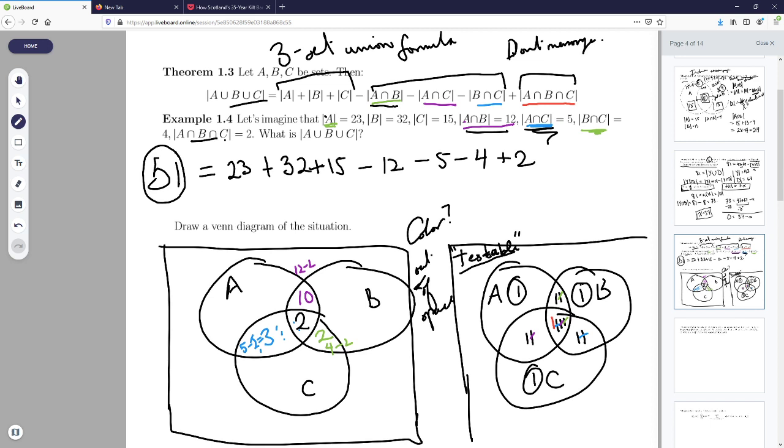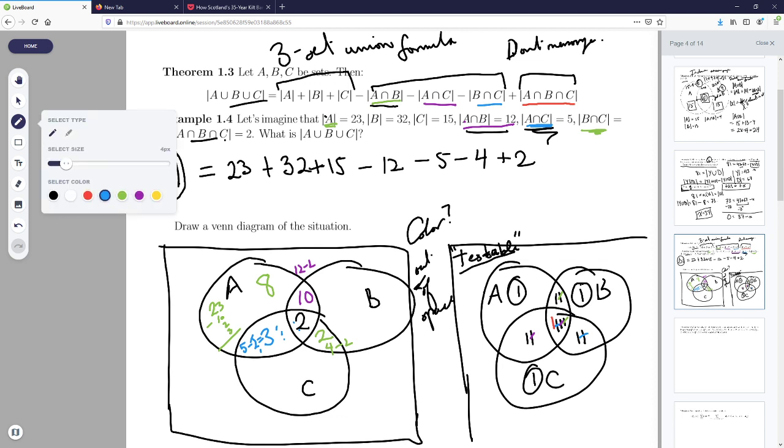All right, so the point is that we have 23 things in A, but we've already accounted for 10 of them, 2 of them, and 3 of them. So we want to subtract off 10, 2, and 3. And I think when we do that, we are going to get 8 left. Then I can use blue for this thing.